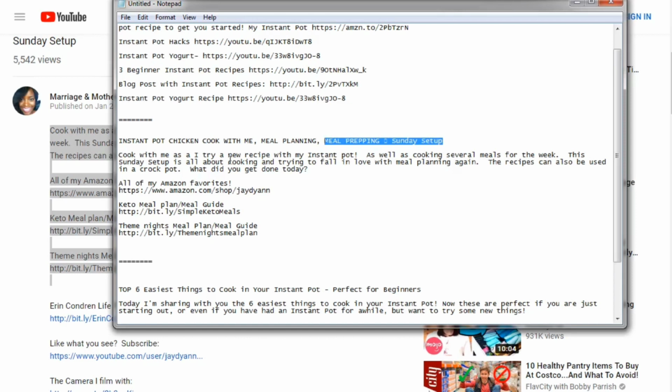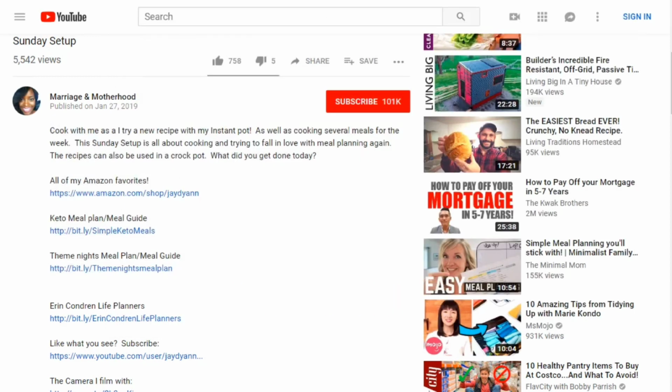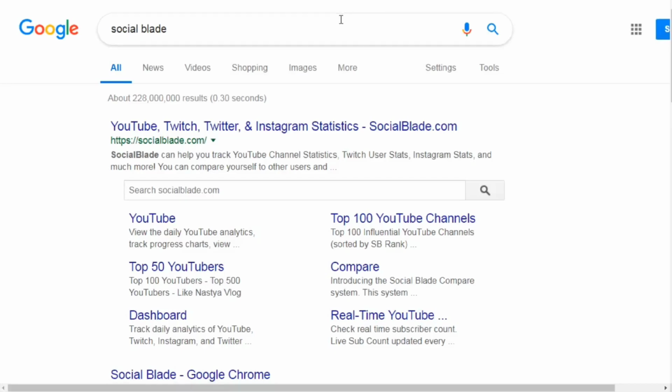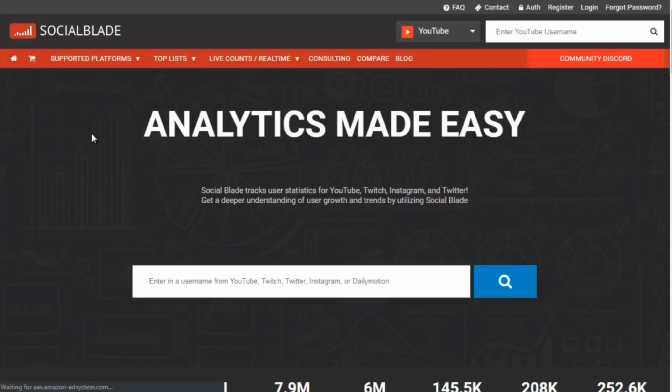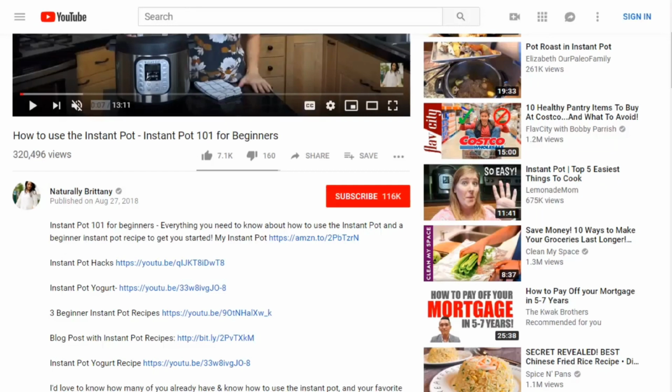Now you can do some deeper-dive competitive research using specific tools. And one specific tool is called Social Blade. That's socialblade.com, as you can see here. And I like to use this to get a better idea of the YouTube channel as a whole. Because what you're trying to figure out is, did this person rank because their channel as a whole has a lot of traffic? Or did this person rank simply because of the titles and the description? There are many factors involved, but let's take a look at Naturally Brittany.